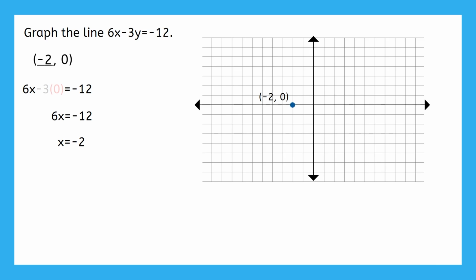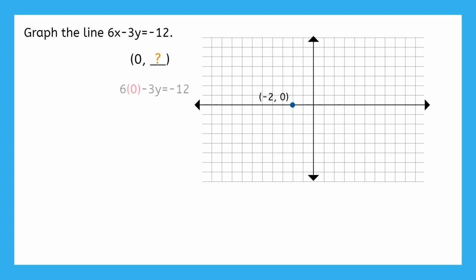Then we can use that same strategy to find the y-intercept. When substituting 0 for x, we have that 6 times 0 is 0, leaving us with just negative 3y equals negative 12. And dividing by negative 3 gives us that y equals 4. So we can plot the point 0, 4 on the graph. Now all we need to do is connect these 2 points and sketch a nice straight line to finish the graph.